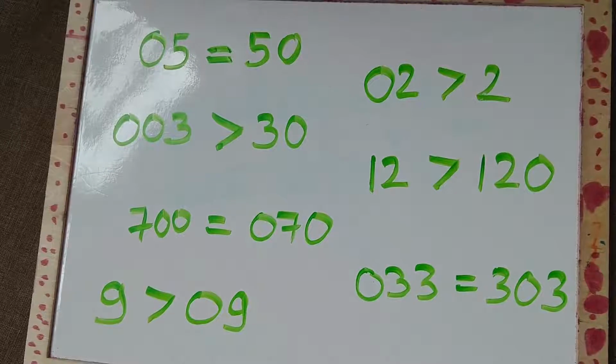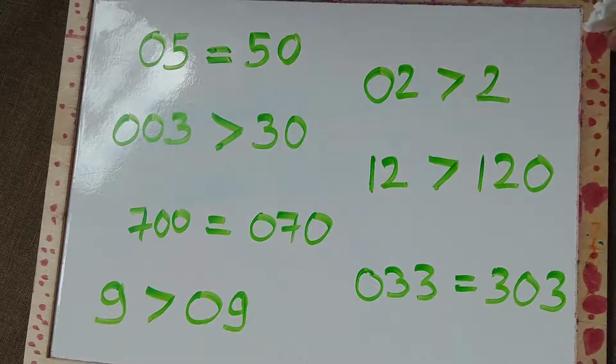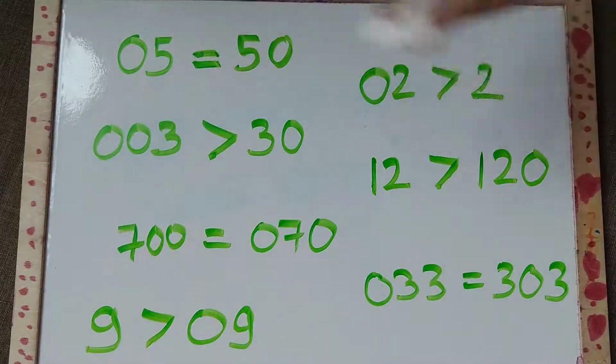Okay, so let's start. Moksha, here you can see some number sentences and they have some errors. They may have errors or may not, but you have to correct them if they have errors. Okay, so start, Moksha. What is the mistake here?